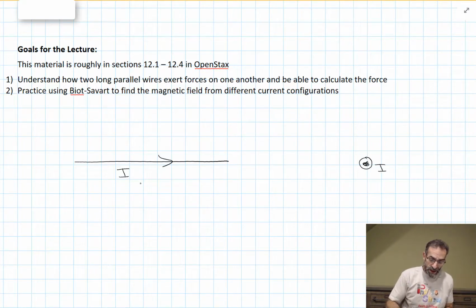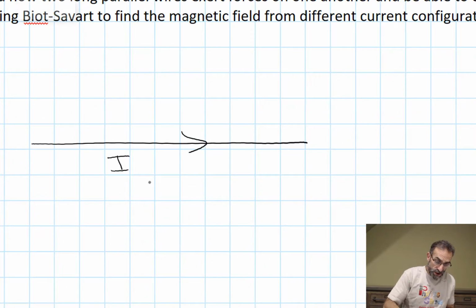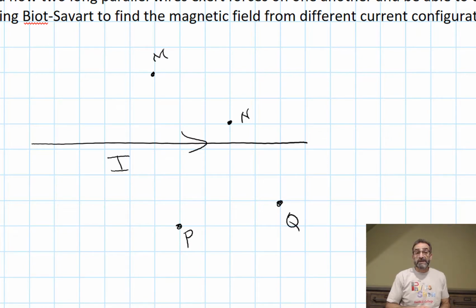So if we're in the plane of the page, like the wire on the left, and I want to know the direction of the magnetic field at point M or at point N or at point P or at point Q, what direction would you tell me? Let's do M first. The current is going to the right, so I put my right thumb in that direction. Where M is located, my fingers curl up and point up out of the plane of the page.